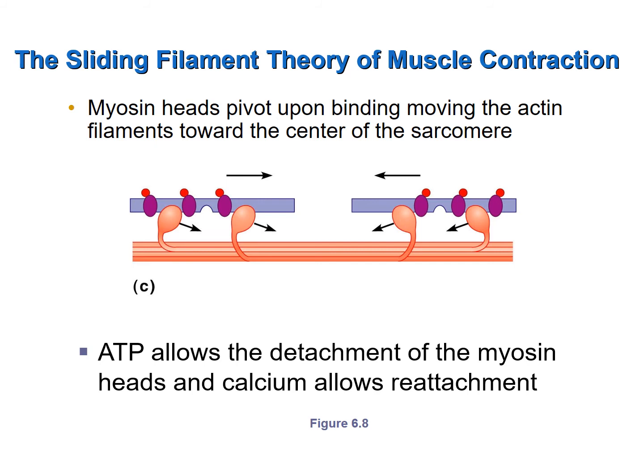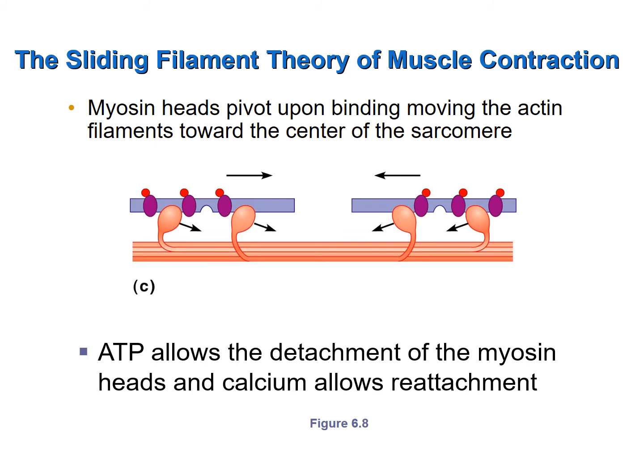And as long as calcium is present, they will bind again, pivot, moving those filaments toward the center of the sarcomere, and ATP, as long as it's present, will allow them to detach again. So you have this repeated cycle of binding, pivot, detach, reposition, which moves those thin filaments toward the middle of the sarcomere, causing contraction of the sarcomere, which leads to contraction of the skeletal muscle cell as a whole. Notice that both calcium and ATP are required for skeletal muscle contraction.